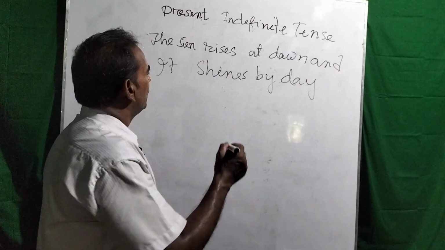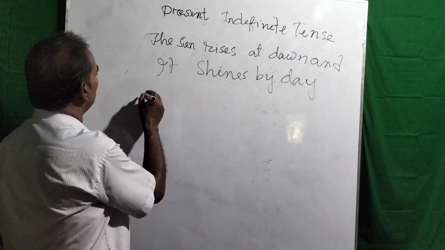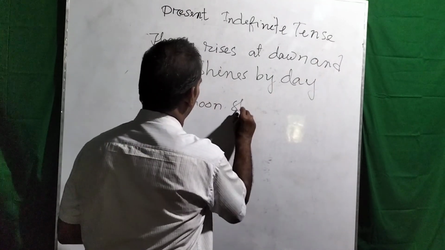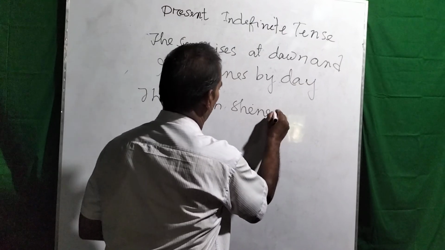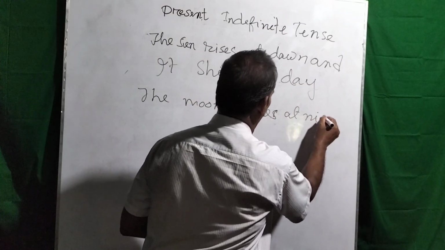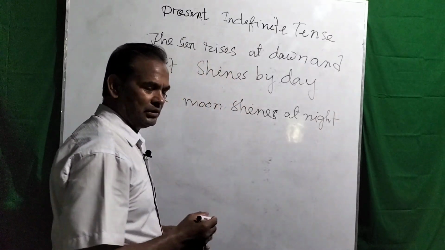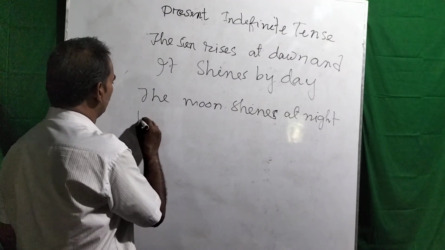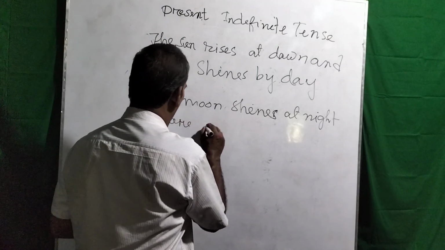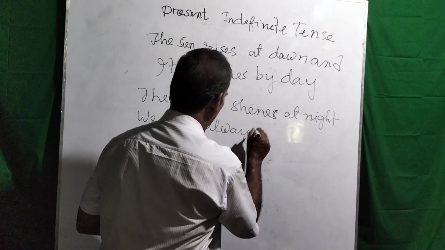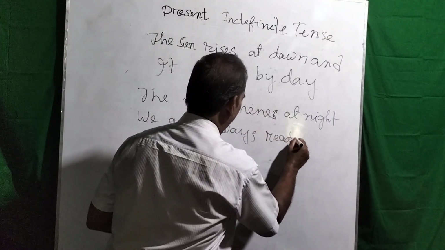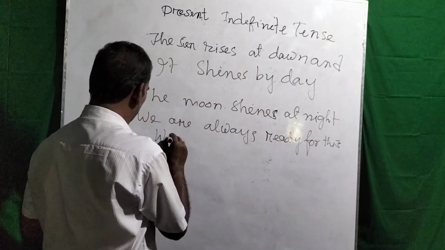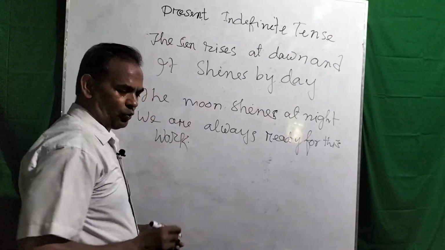Okay. Or you can cite another example. The moon shines at night. We can use always with this tense. We are always ready for this work.